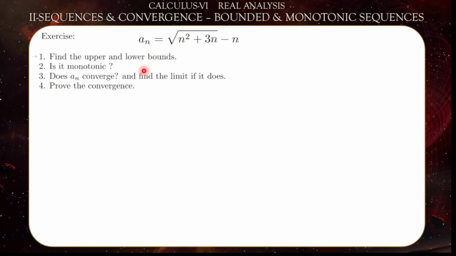Find the upper and lower bounds. At first, we need to reshape the equation in a way to fix the problem here that we have n squared and n within a square root, which are positive, and another n which is negative on the outside. So we need to multiply an by its conjugate, both the numerator and the denominator. Now you would ask, okay, but it doesn't have a denominator. Actually it does, if you consider it as square root of n squared plus 3n minus n divided by 1.